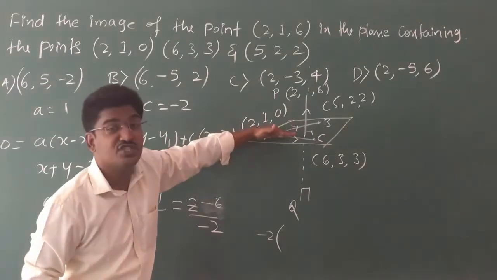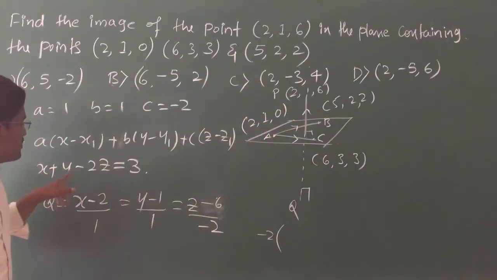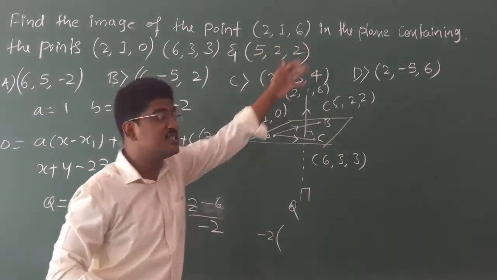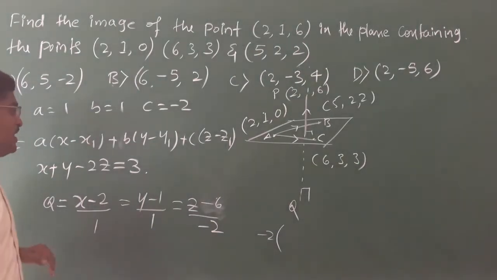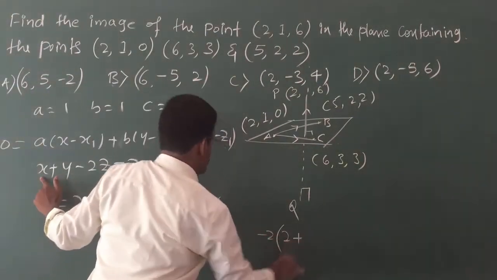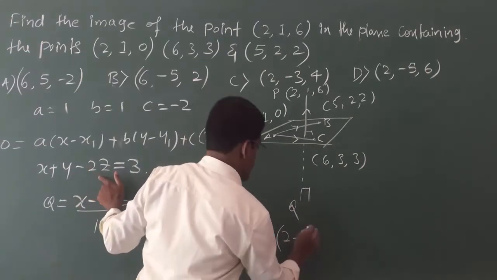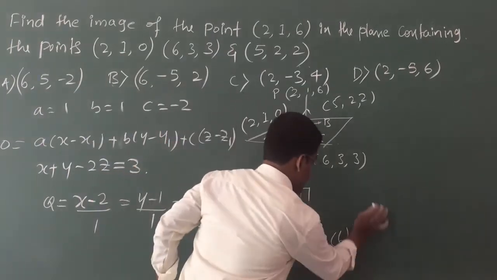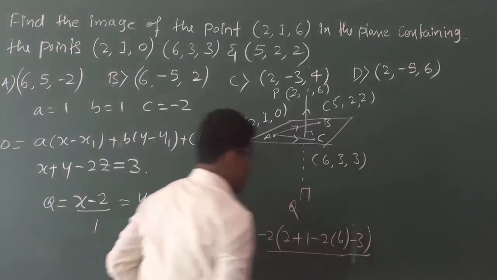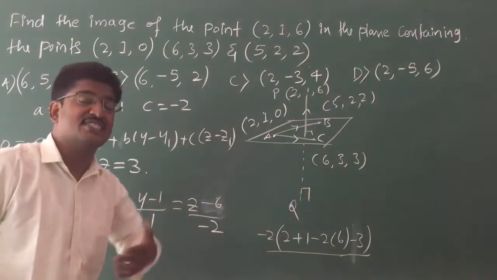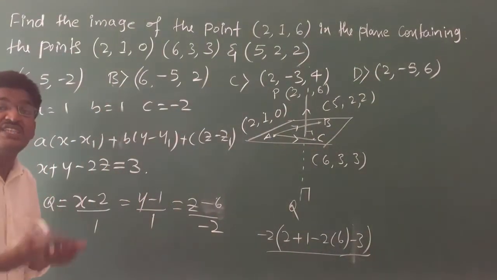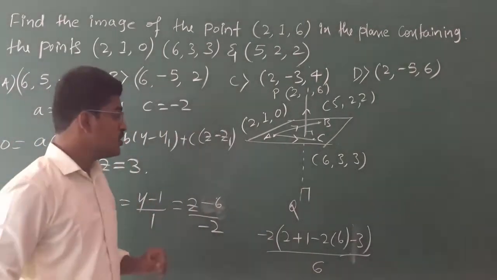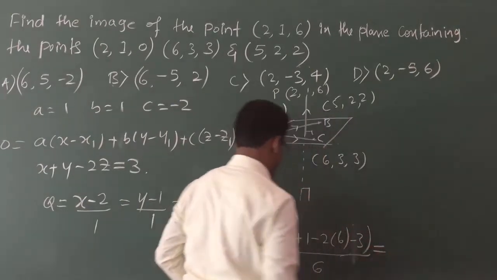For that you must know the equation of plane. That plane is x plus y minus 2z equal to 3. So you have to put the values 2, 1, 6 in this particular plane. So that means it will be 2 plus 1 minus 2 into 6, divided by a square plus b square plus c square. What are a, b, c? The direction ratios 1, 1, minus 2. So that will be 6. Clear? So if I simplify this, it will be going to be equal to 4.